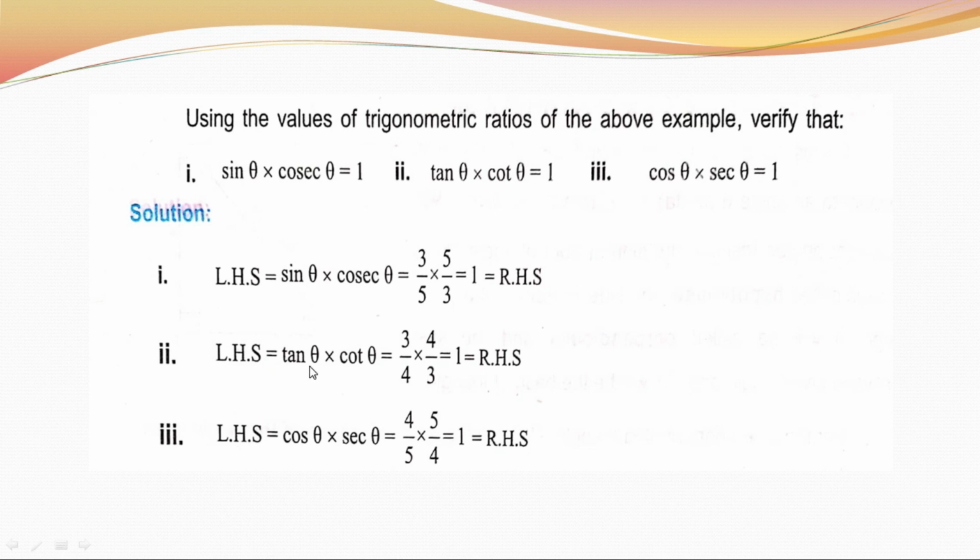Second example is tan theta into cotangent theta. 3 over 4 is the value of tan theta. 4 over 3 is the value of cotangent theta. We will cancel the 4 over 4 and 3 over 3. We get 1. Left hand side of example 3: cos theta into secant theta. Value of cos theta 4 over 5 into 5 over 4. We will cancel the 5 and 5 and 4 and 4. We get 1. These examples are proof, meaning left hand side is equal to right hand side.